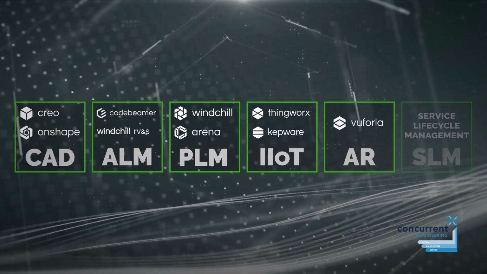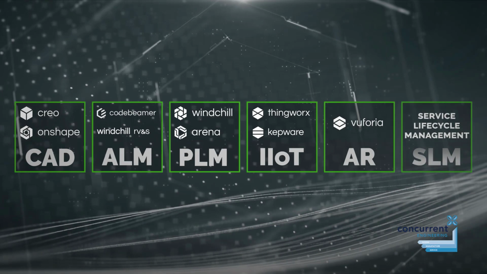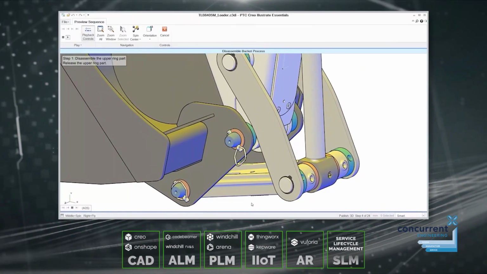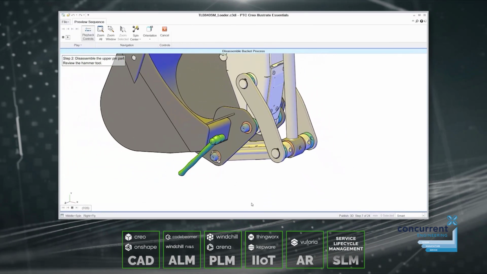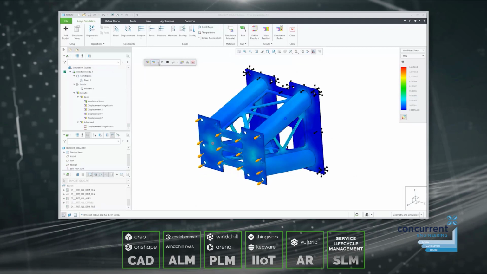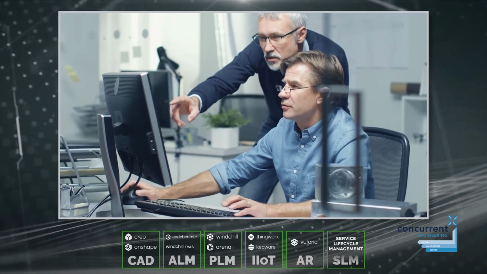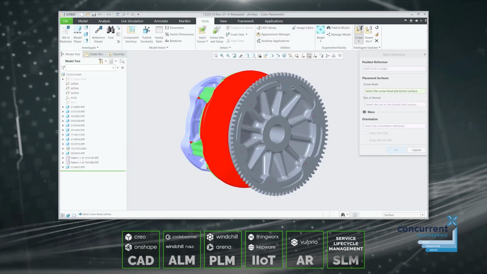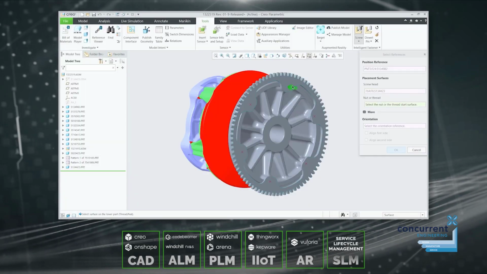The sixth area of the portfolio is service lifecycle management. For SLM, after a product is designed and manufactured, it requires service throughout its use. PTC's SLM technologies use data from engineering and connected products to improve service outcomes and unlock new business opportunities. These technologies also feed valuable data back to engineering, improving future product designs.